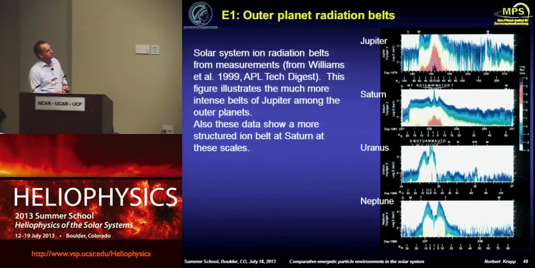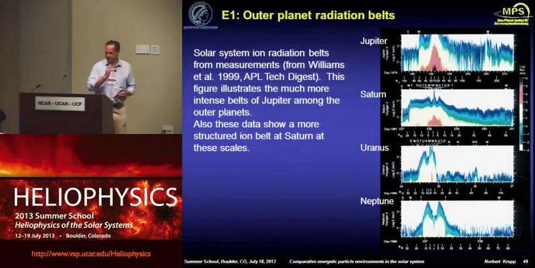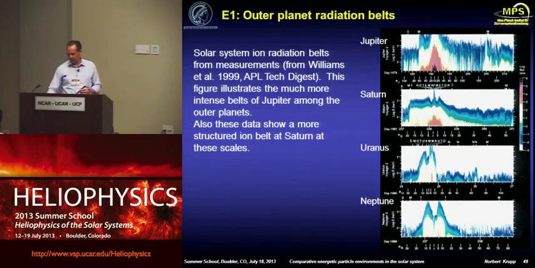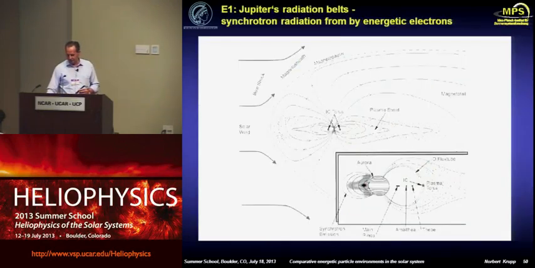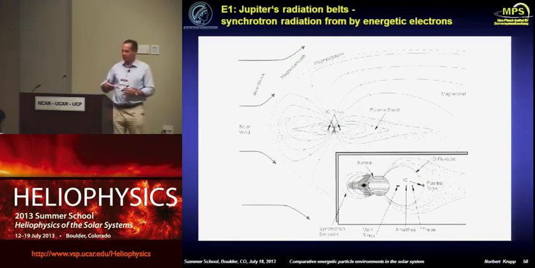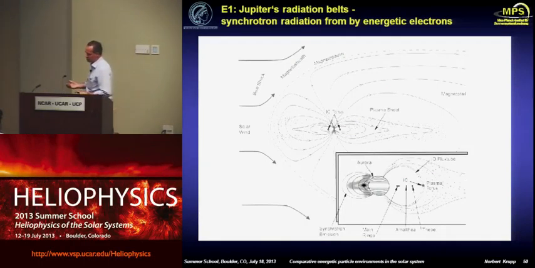And the structure looks a little bit different at Saturn. You see this dropout, the increase, and another dropout. You see a dropout here for Uranus, and the same for Neptune. So this is from one single instrument, a measurement of all the 4 radiation belts of the outer planets. And of course, we can do a little better now by looking at Galileo data, by remote sensing, by radio emissions, in order to find out what the radiation belts of the outer planets really look like.